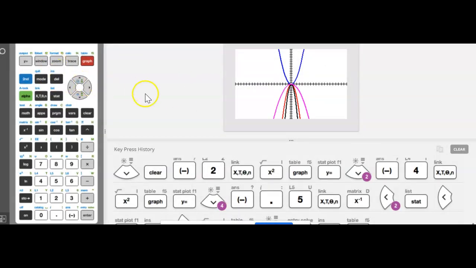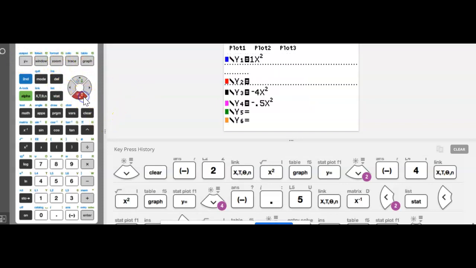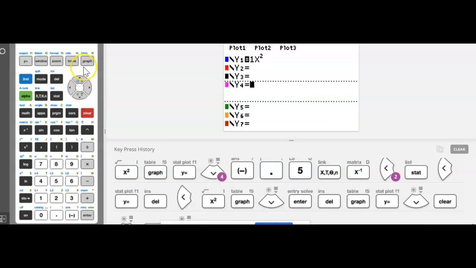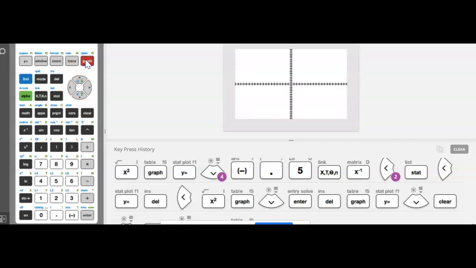I'm going to want all these in here, so let me get this ready. I'll get rid of all of these. Clear. Clear. And then clear. So that's our parent graph, the one that everything else is going to be based off of. That's the one that we're moving around, shrinking, whatever.